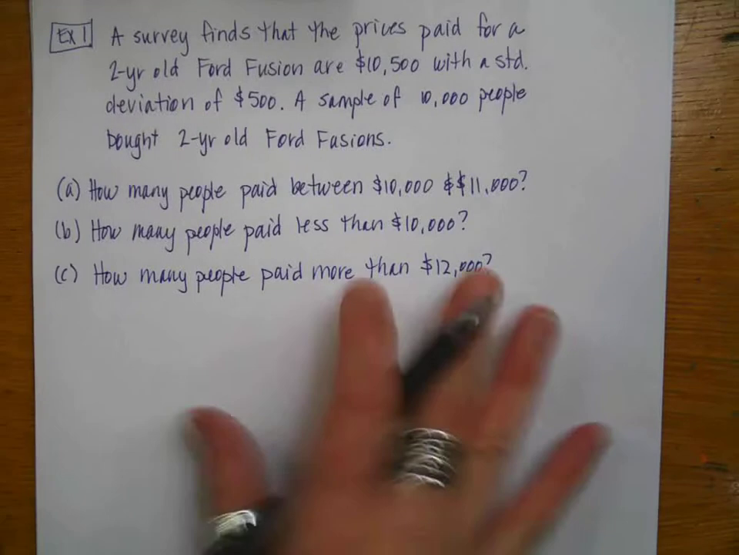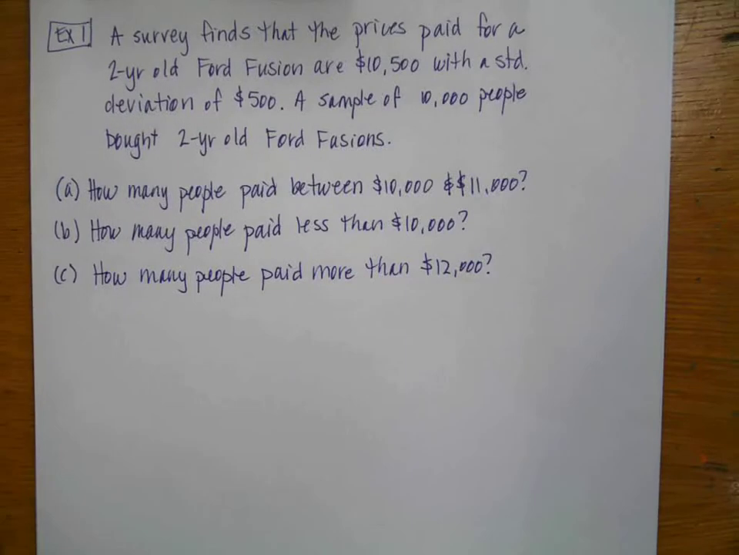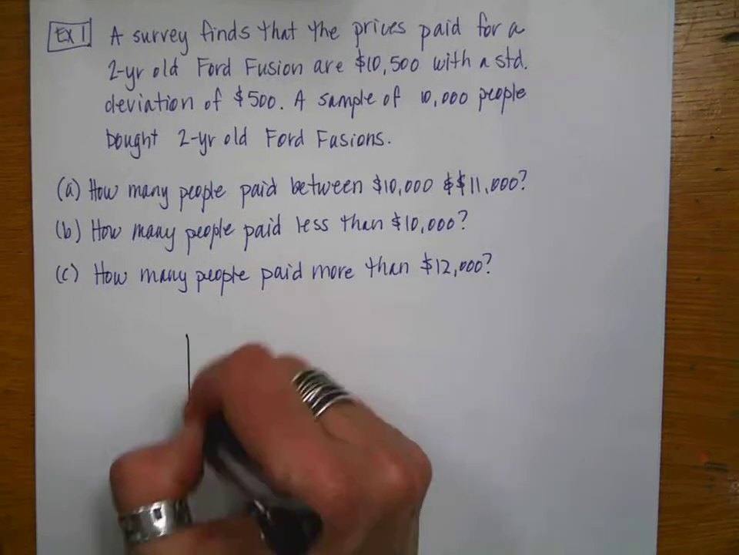So I've already got it written out just to save us a little bit of time. It says a survey finds that the prices paid for a 2-year-old Ford Fusion are $10,500 with a standard deviation of 500. So a sample of 10,000 people bought a 2-year-old Ford Fusion. Then we have a series of questions. Question A says, how many people paid between 10,000 and 11,000? Then how many people paid less than 10,000? And how many people paid more than 12,000?